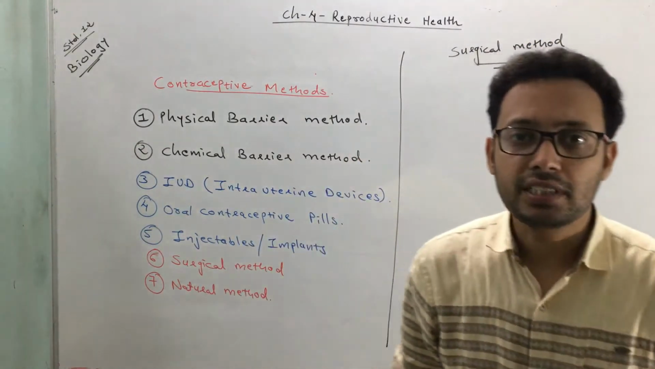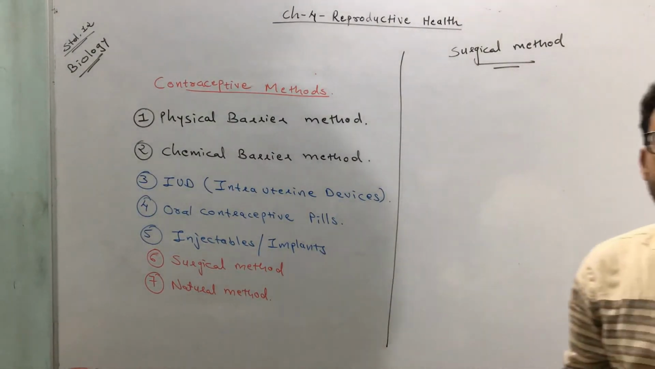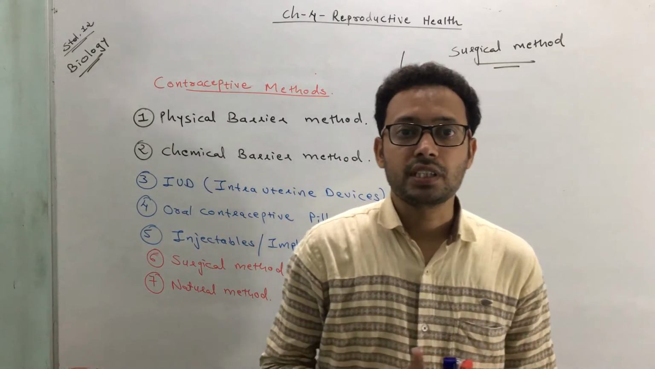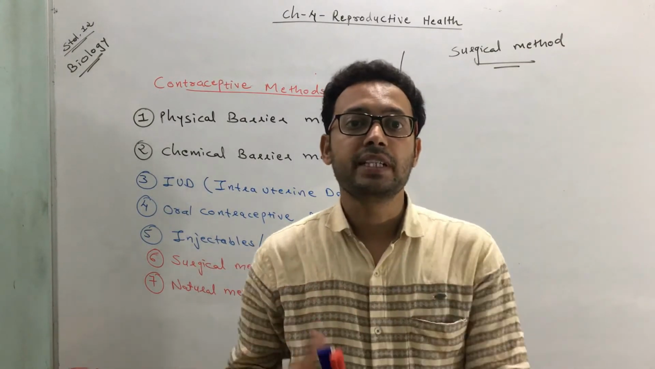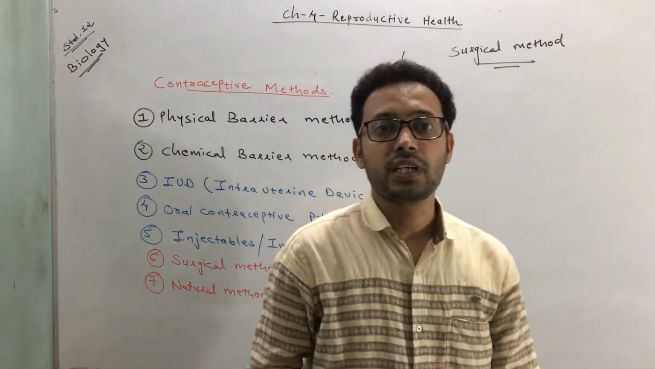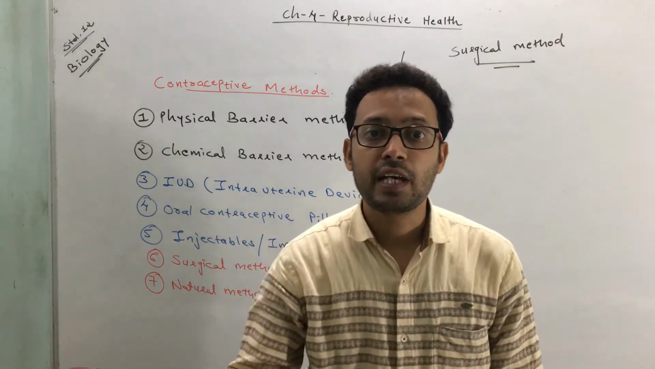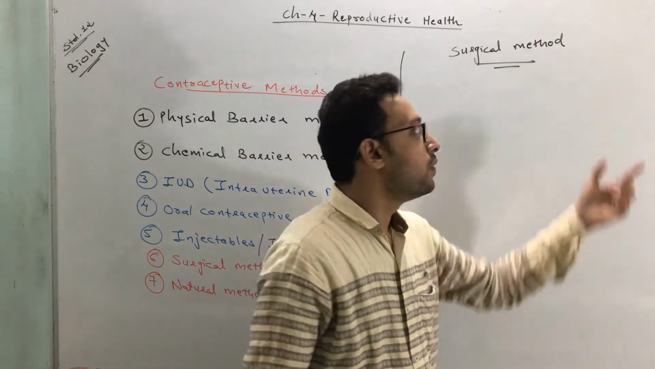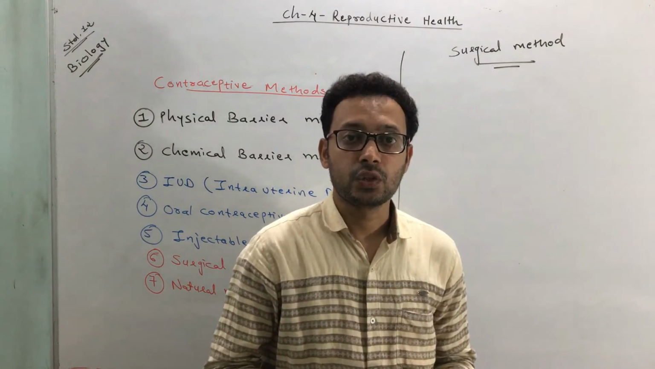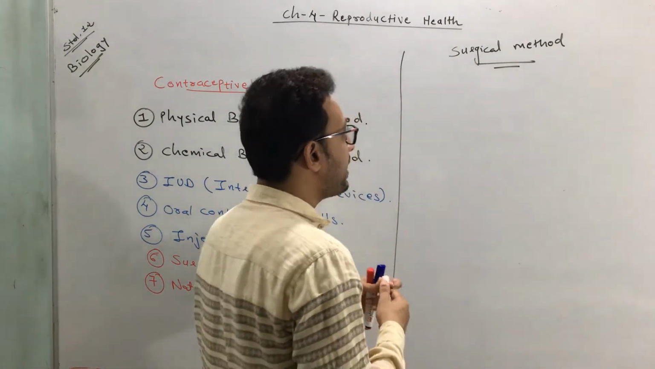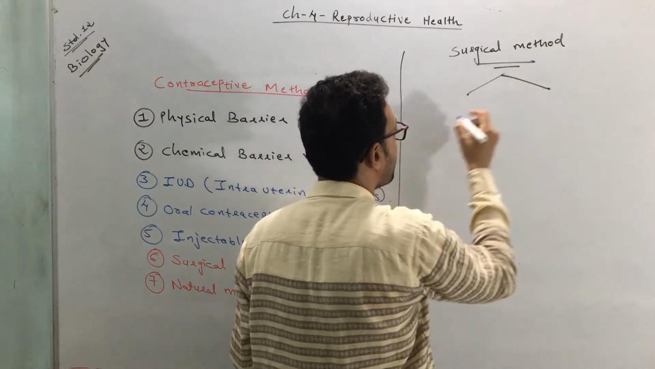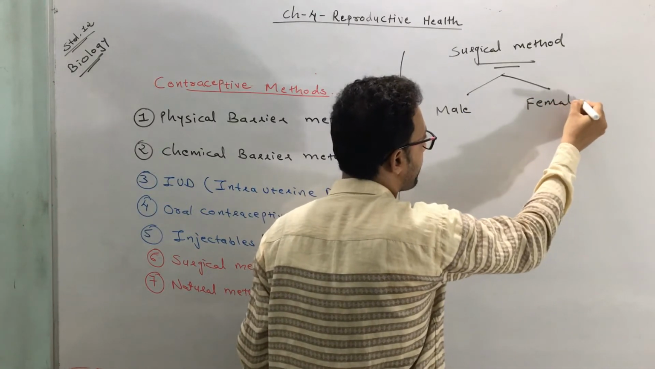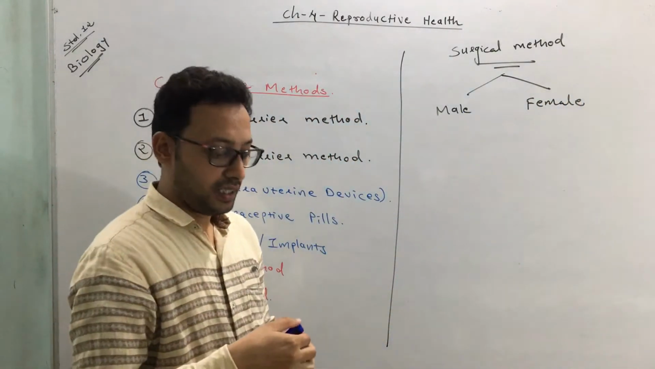The name itself suggests what it is. Surgical method means that surgery has to be performed, and due to surgery we prevent a transfer of gametes. These surgical techniques prevent transfer of the male and female gametes. Different kinds of surgical methods are performed in a male and a female, because the reproductive structures of male and female are different.